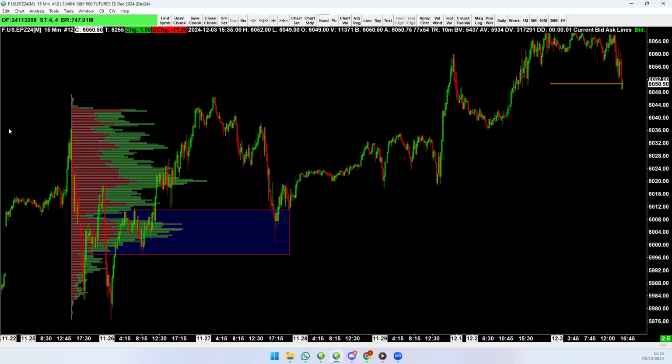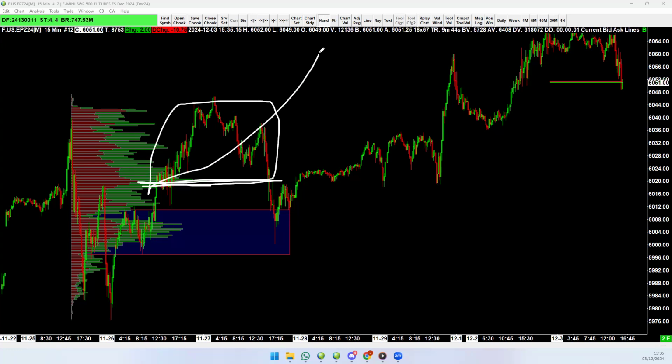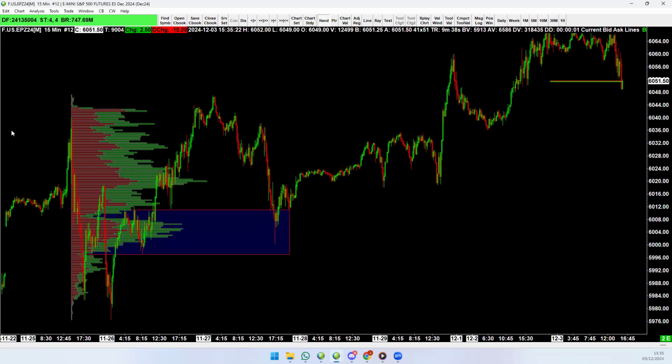Now, when we get to this point here, we've trapped people long, right? And there's a big distribution here. When we break the bottom of that cost basis, the people who bought above it, who were looking for this, they bail out. And the market comes back. Look where it comes back. It comes right back into that cost basis. Then the large traders, they just stop selling and the market moves back up. It comes back and it retests that cost basis and then back up again.